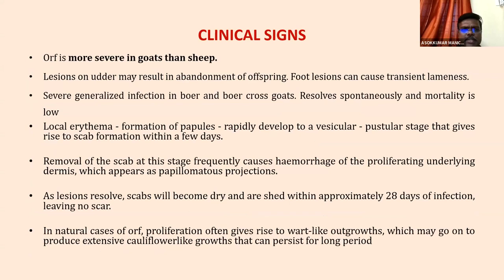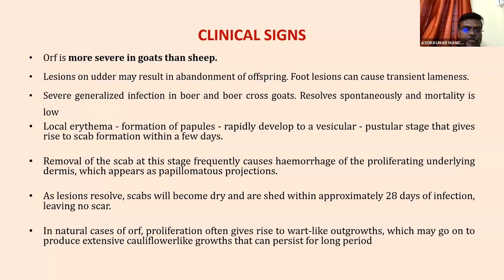So coming to the clinical signs, all face more severe in goats than sheep. The lesions on the udder may result in abandonment of offspring. That means the offspring will not be allowed to get along with the animals. The foot lesions can cause transient lameness. Then severe generalized infection, especially in Boer and Boer cross goats. So you can expect severe infections. It resolves spontaneously and mortality is very low.